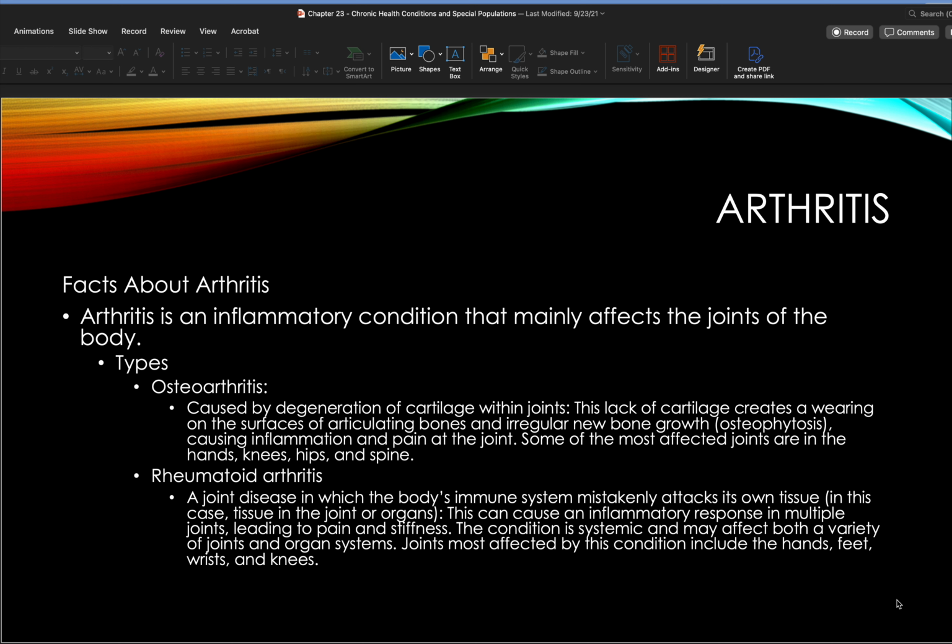And then rheumatoid arthritis is where the immune system attacks its own tissue, and in this case you have an inflammatory response of the joint because it's being attacked by you. So that can become a massive problem. And if you notice, they're very similar in their areas. Osteoarthritis is more pronounced in the hands, knees, hips, and spine. Rheumatoid arthritis is hands, feet, wrists, and knees. Not so much the spine, but it doesn't mean it can't affect it.